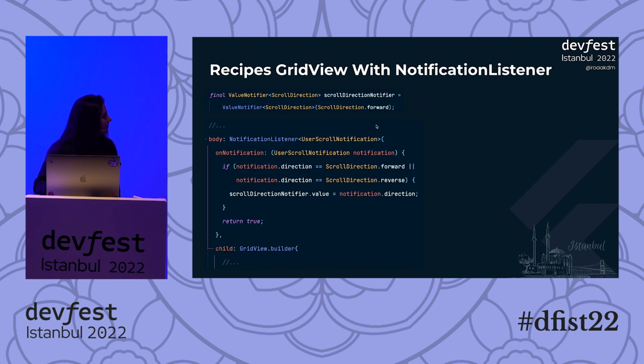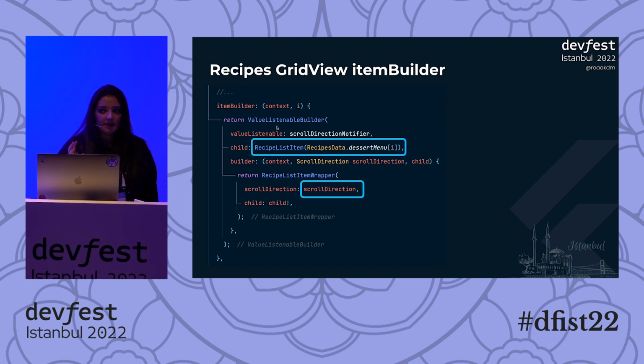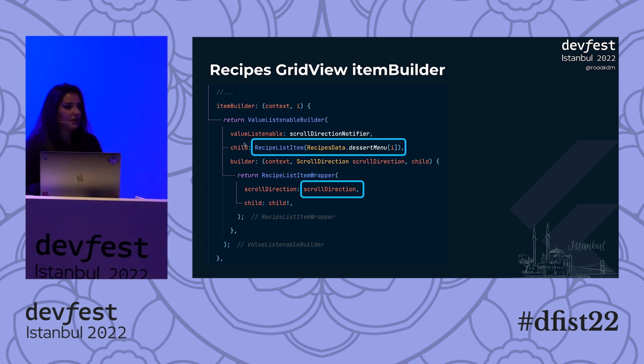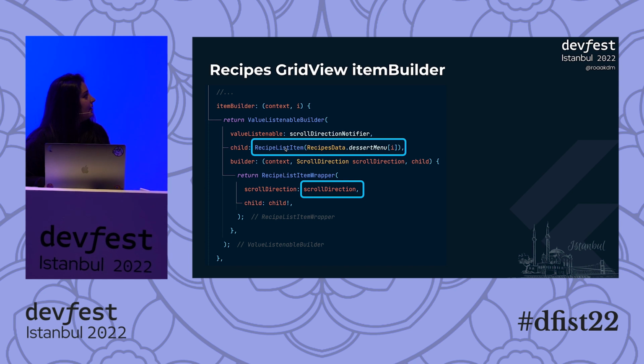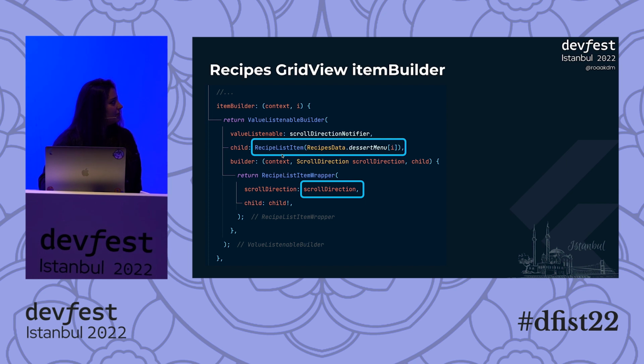And in the onNotification method, we can preserve the scroll direction value and later pass it to the recipe list item wrapper. By the way, I'm using a value listenable builder instead of doing set state so that not everything gets built, and I can use the child parameter to get the list item inside of it. So in fact, everything is building when you're scrolling. However, these child widgets inside builders don't get rebuilt. This is the objective of every builder widget, to optimize for performance.